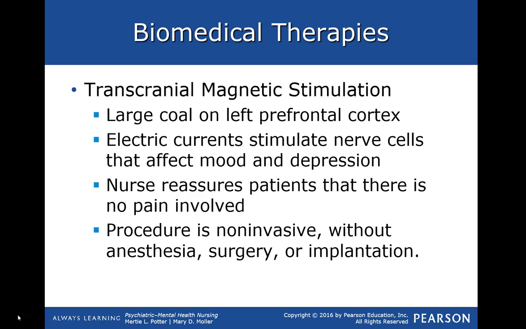Transcranial magnetic stimulation. This is a non-invasive therapy. It involves placing a large coil, and I've got coil there, it's supposed to be coil, sorry about that guys, on the left prefrontal cortex near the forehead. An electromagnet causes electrical currents to stimulate the nerve cells that affect mood and depression. Normally, those with severe depression have benefited from this treatment.